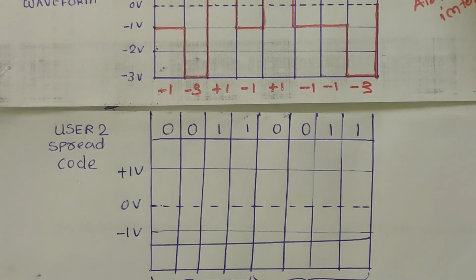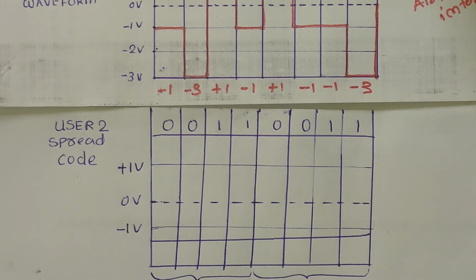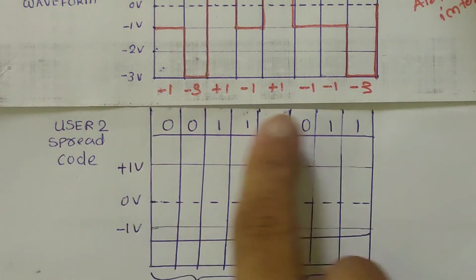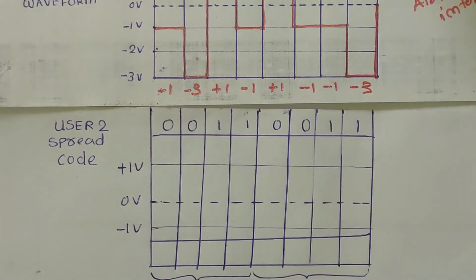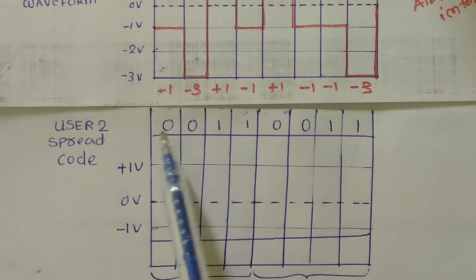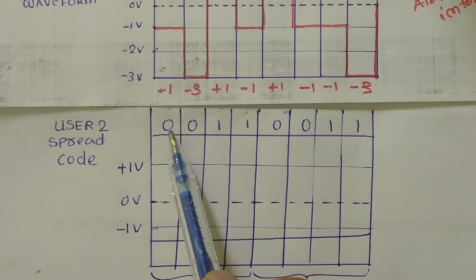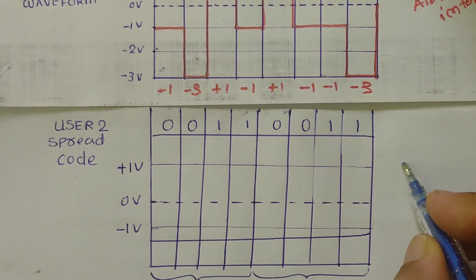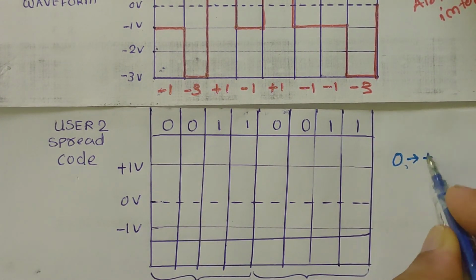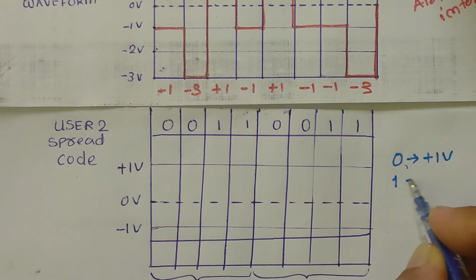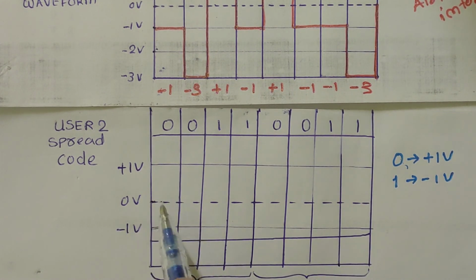So I've written down my spreading code, and I want to multiply this spreading code with the data I have received. The voltage levels I have already given you. Fine. Now let me draw the waveform for this particular spreaded code. As you already know, we have represented 0 with plus 1 voltage, and 1 we have represented with minus 1 voltage. That is from previous discussion, we have already taken care of.